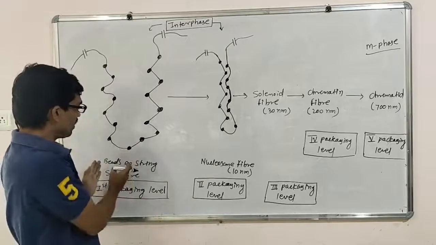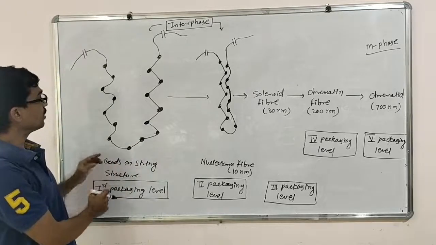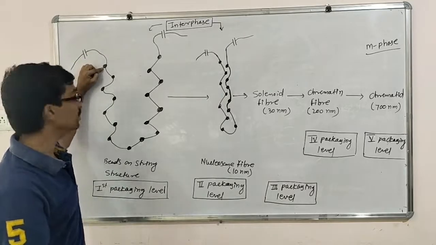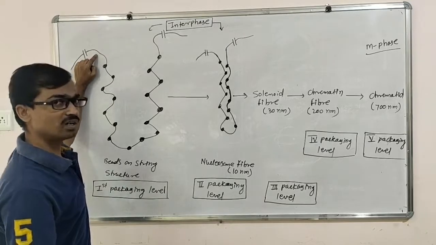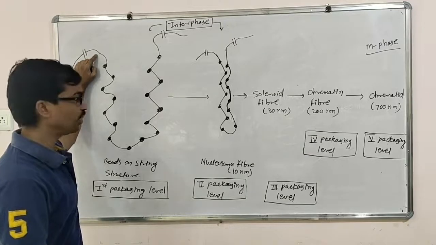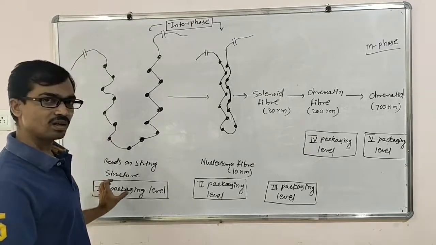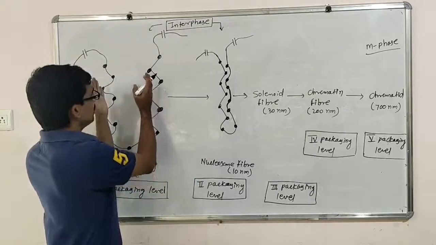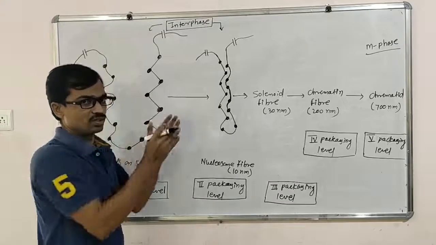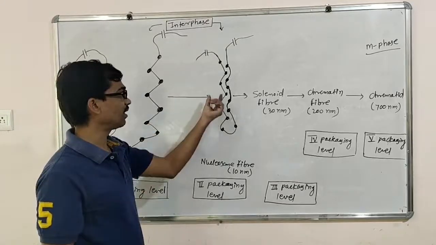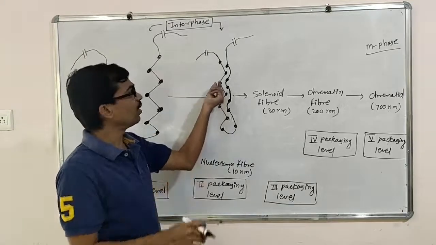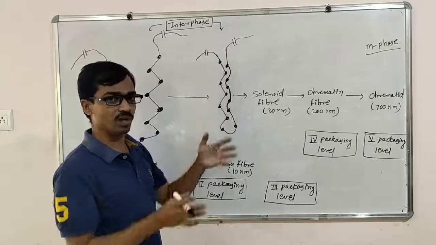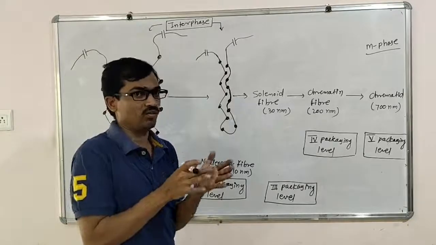So once again, this is a beads on string structure where string is the DNA and the beads are the nucleosomes, and the diameter of the DNA is 2 nanometer or 20 angstrom unit. This is the first packaging level. In the second packaging level, these several segments of the beads on string structure come close together like this. They come actually very much close together, but for understanding the process I have shown some gap between these two fibers. Actually they come in contact with each other.